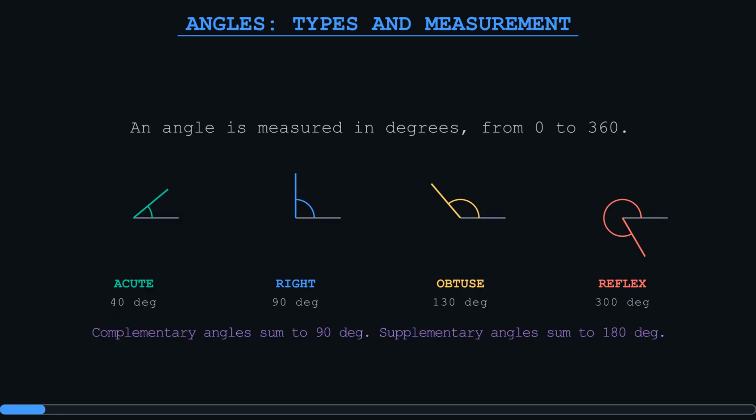Angles are classified by size. An acute angle is less than 90 degrees. A right angle is exactly 90 degrees. An obtuse angle is between 90 and 180 degrees. A reflex angle is greater than 180 degrees. Two angles are complementary if they add up to 90 degrees, and supplementary if they add up to 180 degrees.